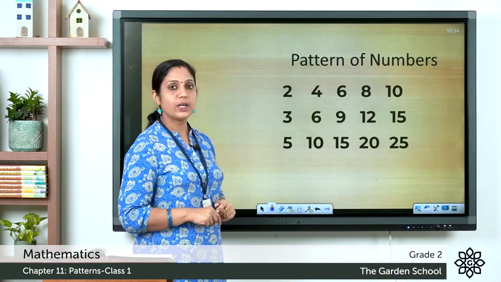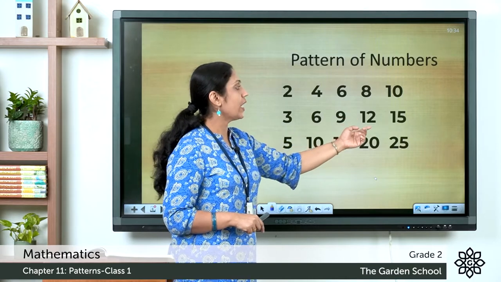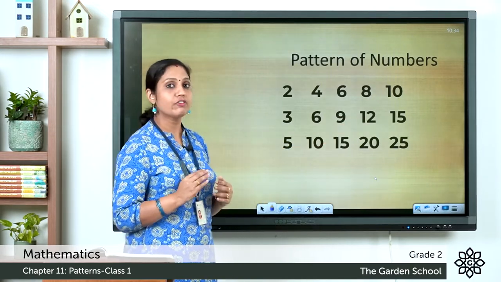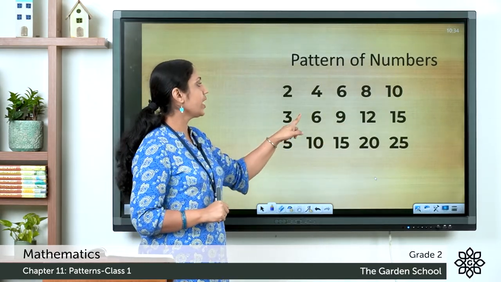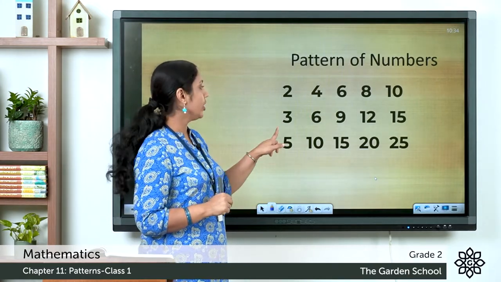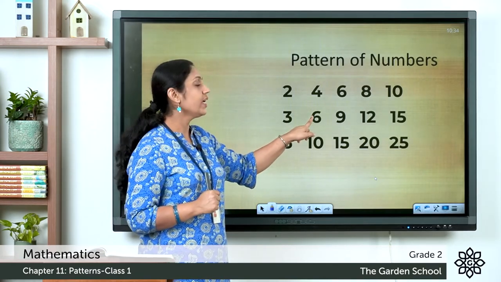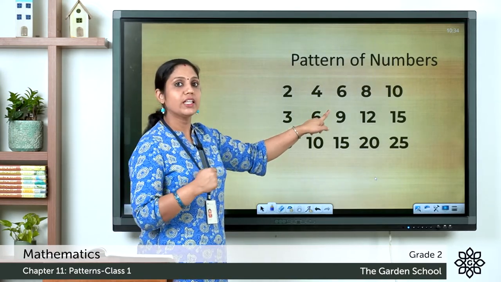Let's look at the next one. We have 3, 6, 9, 12 and 15. So let's have a look at the first two numbers. We have 3 and 6. By how much these numbers are increasing? We get 3 plus 3 equal to 6. And again, when you add 3 with this 6, you have to get the number 9.